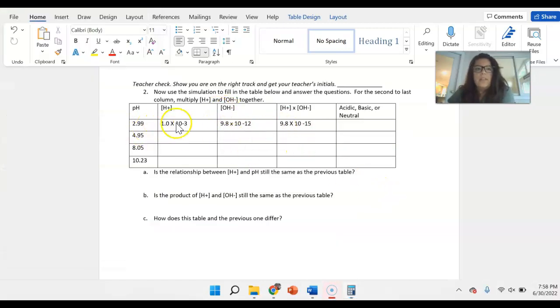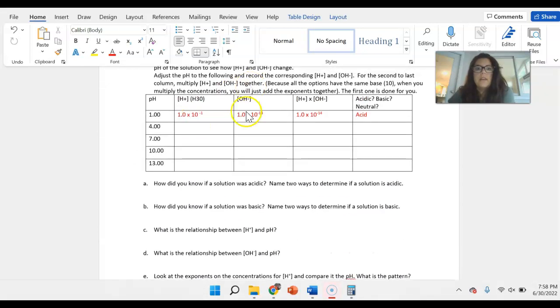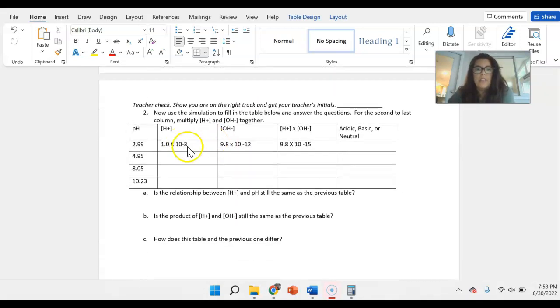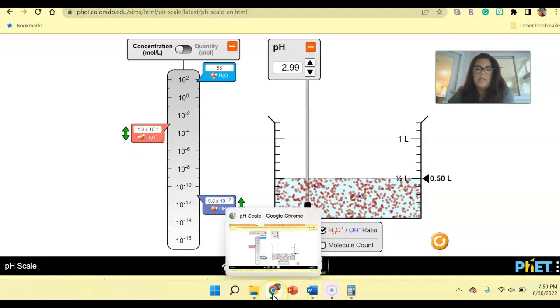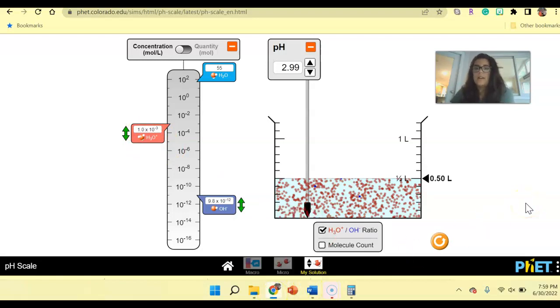And the shortcut way that you can do this is you can just multiply 9.8 times 1. That's going to give you the 9.8. And then again, just like you did up here in this column, you're just going to add the exponents. So negative 3 plus negative 12 gives you negative 15. That's an easier way to do it if you don't have a scientific calculator handy. And again, looking at the picture, you know that this is an acid because you have more red dots, these H pluses, than you do blue dots. So hopefully that helps you answer the questions. If you have any other questions, don't hesitate to ask.